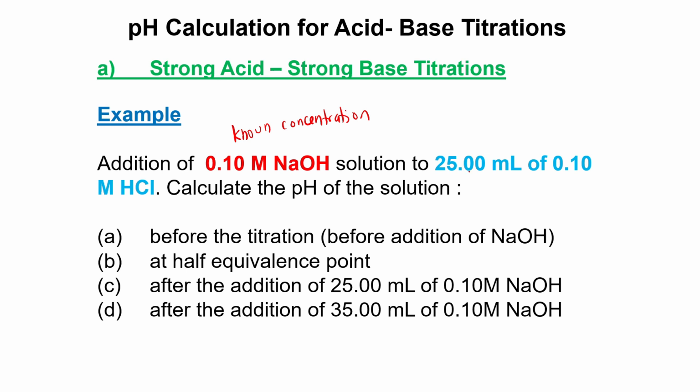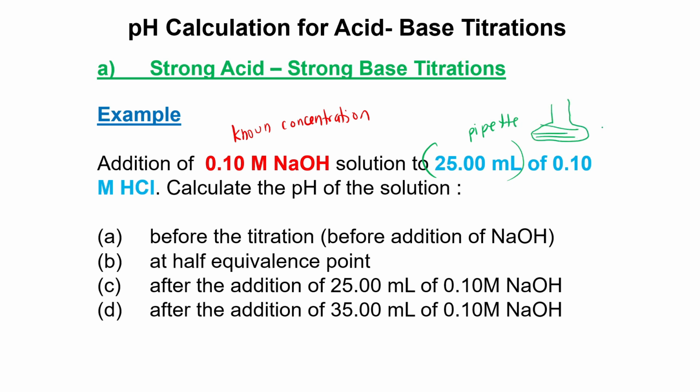So which one is a titrant and which one is analyte? Which one is in conical flask? Which one is in burette? So yang ini kita tahu 25 ml, meaning kita akan pipette. So kalau kita pipette, kita akan letakkan dalam conical flask.